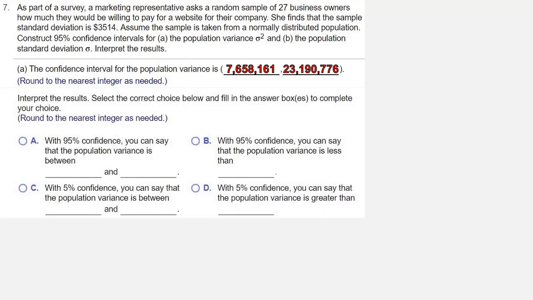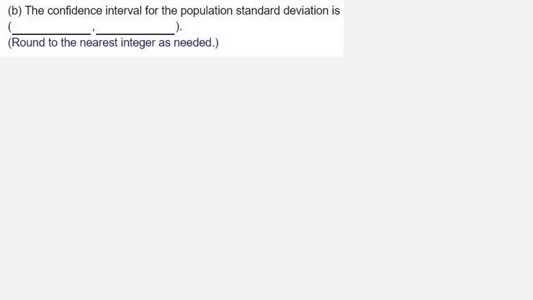Remember, when we're finding a confidence interval, the level of confidence is how certain we are that the population value falls within the interval. So we have a 95% level of confidence, so that means that choice C and D are eliminated because those say 5% level of confidence. And we are looking for the statement that says we are between two values, which would be choice A. With 95% confidence, you can say that the population variance is between 7,658,161 and 23,190,776.